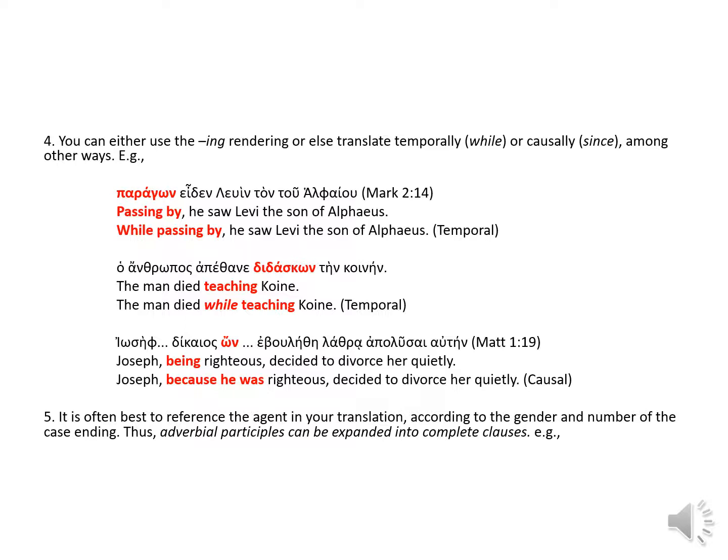We can go even further. If ing is our simplest rendering of the participle, and an adverbial participle could be expanded to reflect a temporal or a causal relationship with the main verb, we have to remember that the participle also has a gender and number that we determine from the case endings. And that gender and number will tell you who is actually performing the action of the participle. So here, paragon, if you look at the case ending, that's the ending for the nominative masculine singular. Now, if it's masculine singular, we can supply the pronoun he, and now we've expanded the participle into a subordinate clause, while he was passing by. So that's a very expansive translation, but it's a legitimate translation.